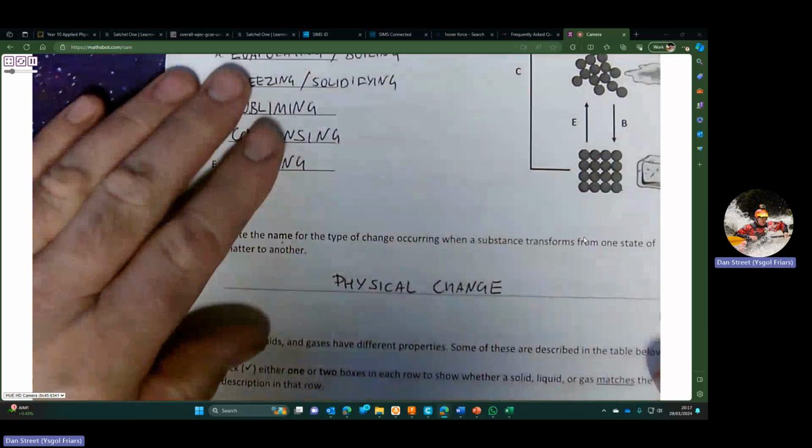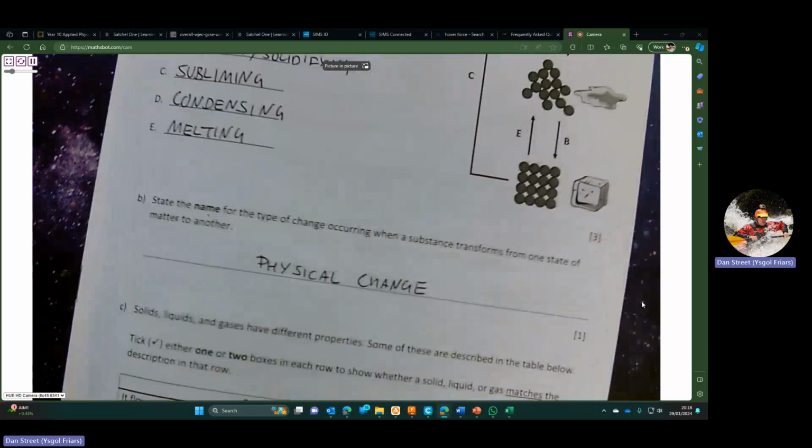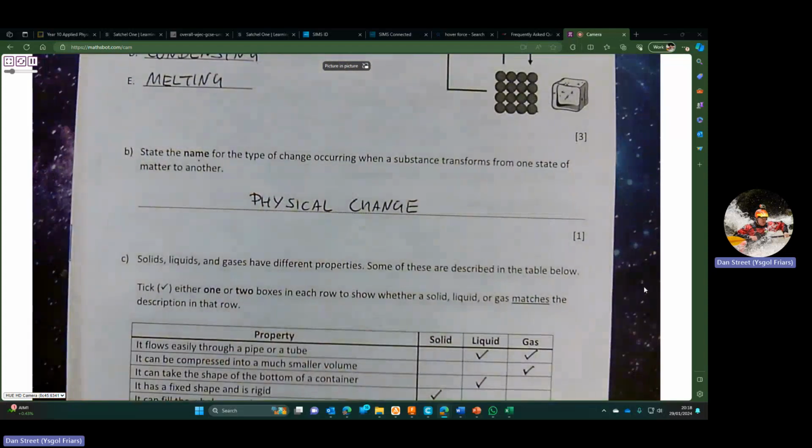So just make sure that you've gone through them all and corrected them all. If you need to, you can rewind the video. You can pause it, but make sure you correct your paper so that you know the answers should you be asked similar questions in the future.